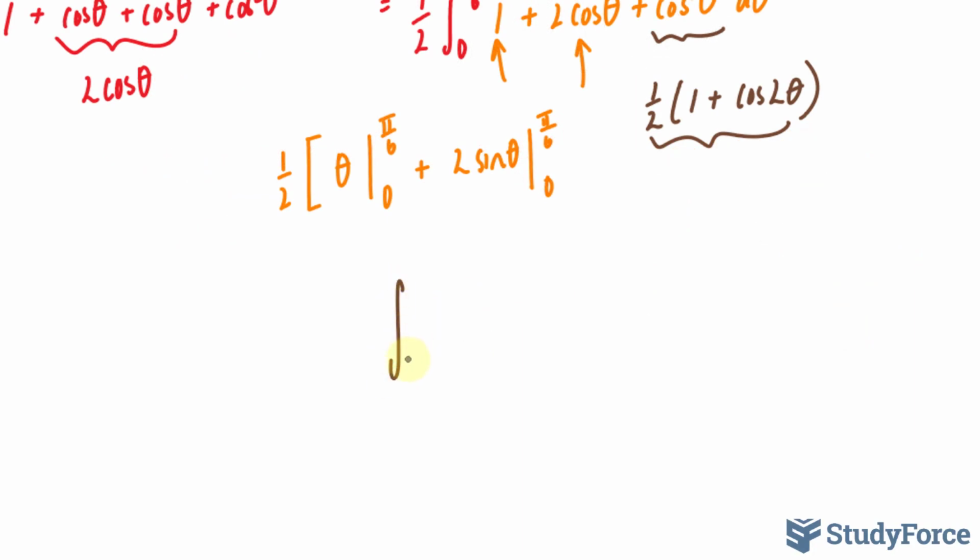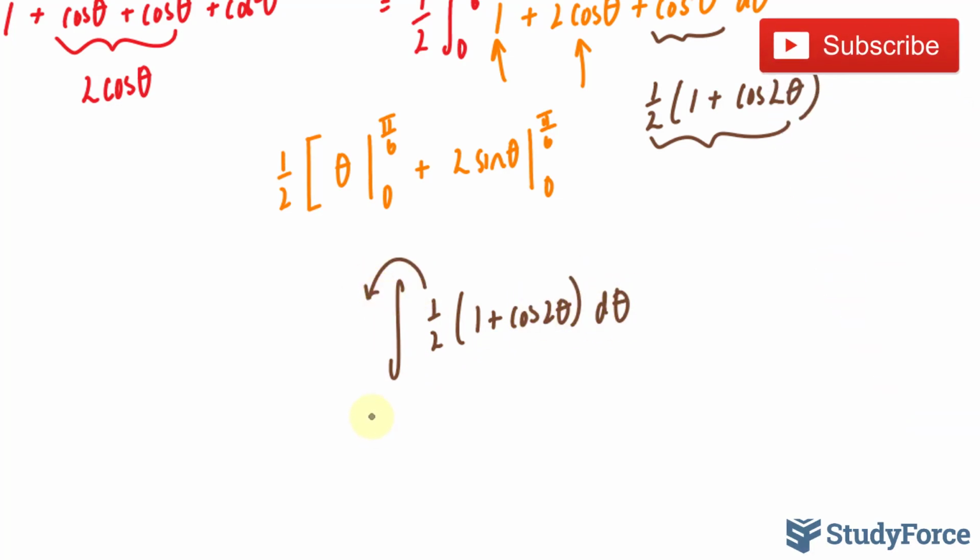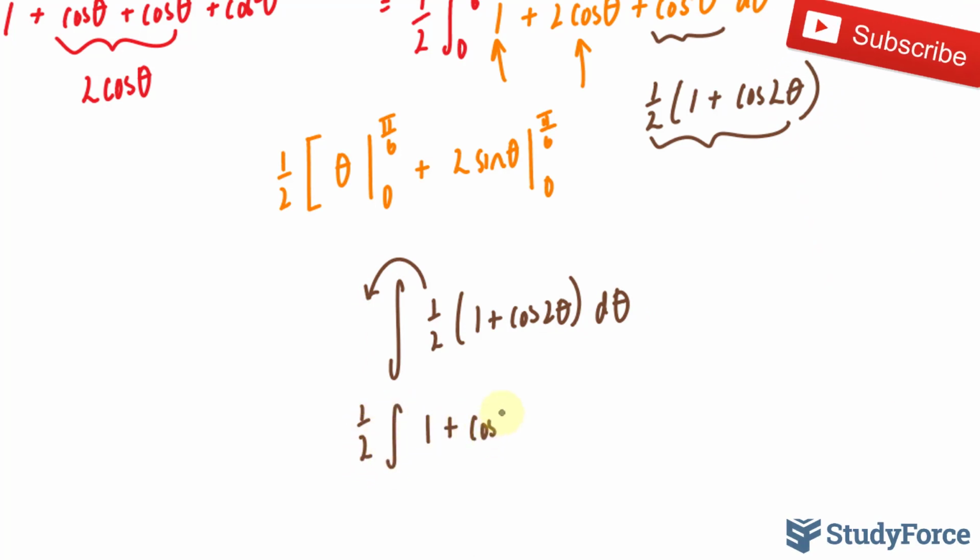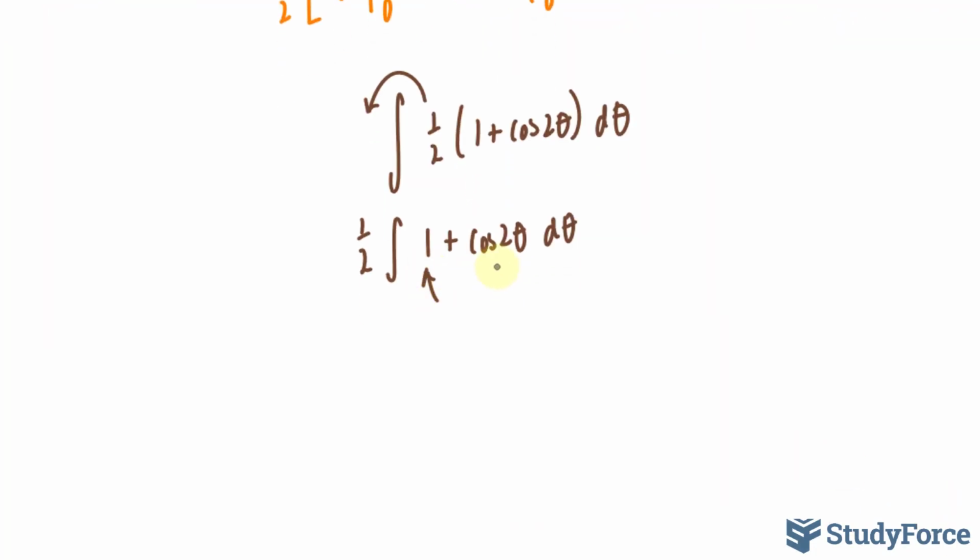Let's find the integral for 1 over 2 bracket 1 plus cosine 2 theta. First thing that I'll do is pull out this half. 1 over 2 times the integral of 1 plus cosine 2 theta d theta. Next, I'll integrate this term and this term individually. The integral of 1 is theta. So 1 over 2 square bracket, this part becomes theta plus the integral of cosine 2 theta d theta.